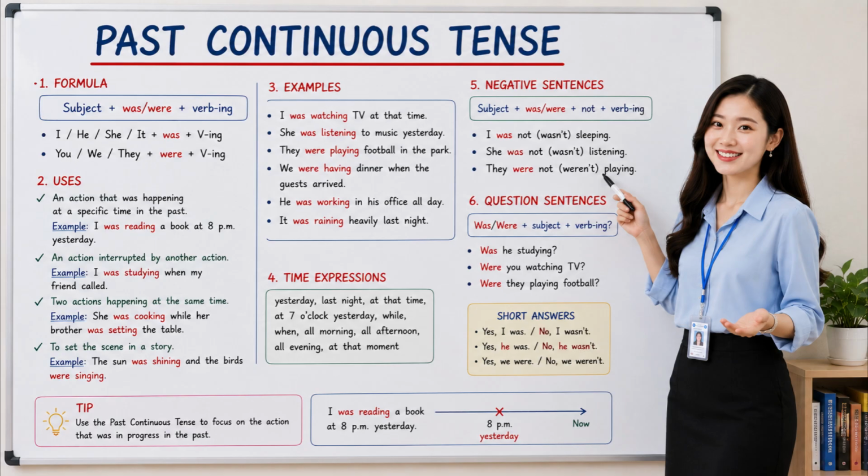Another common use of the past continuous tense is when two actions were happening simultaneously. For example, I was studying while my brother was watching TV, or the teacher was explaining the lesson while the students were taking notes. This tense helps us create a clear picture of events in the past.